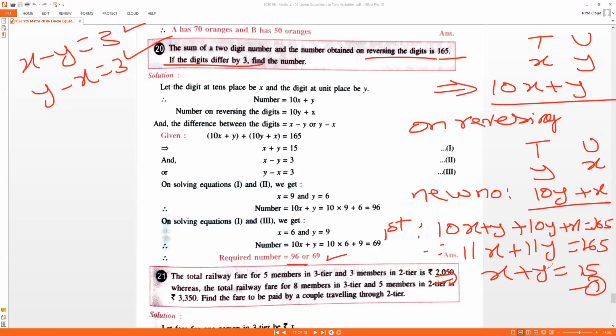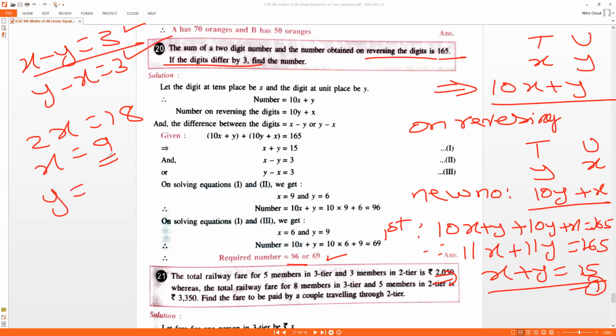Yes, sir. See, solving this is very easy. Okay, if you take x minus y is 3 and x plus y is 15, if you add them, y will get cancelled and you will get 2x is equal to 18. That means x is equal to 9. If x is 9, obviously y will be 6. So what will be the number? 96. Very, very simple. Is that clear? Got it? Yes, sir. Okay. We have done this type of problem last time, so this is just a refresher.